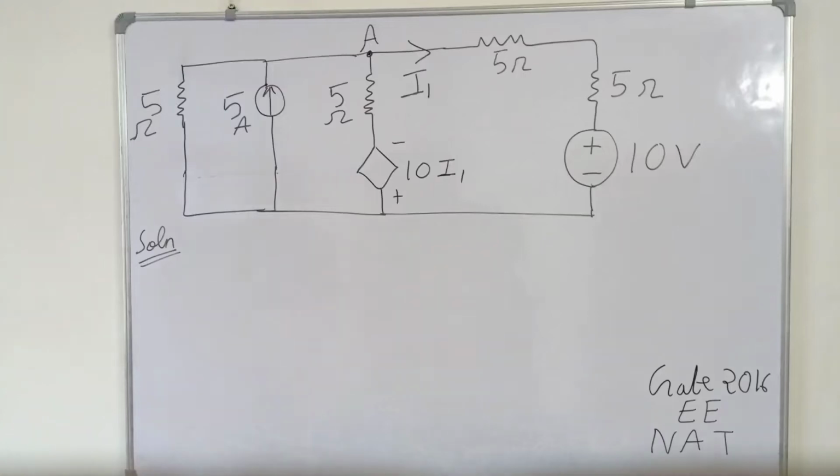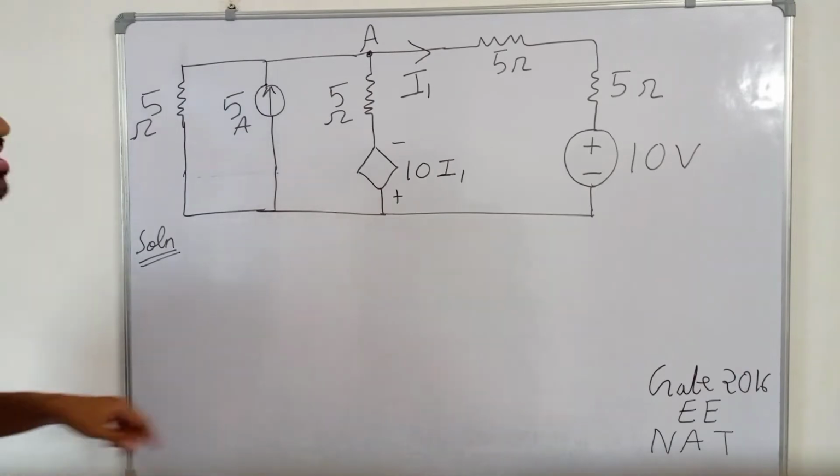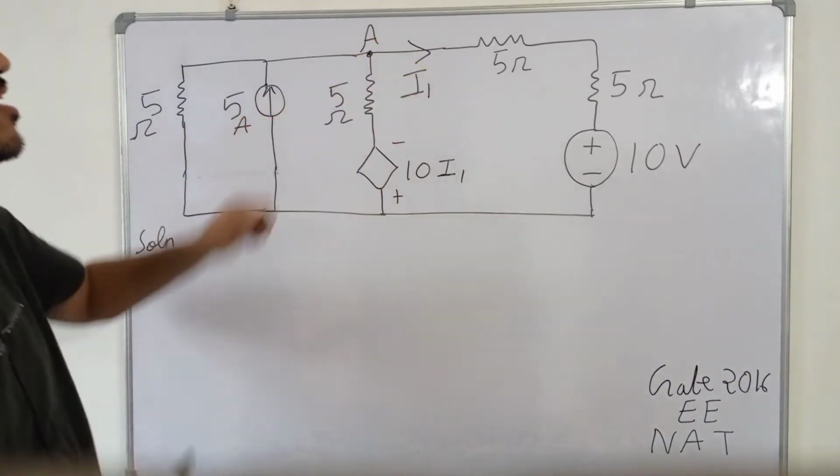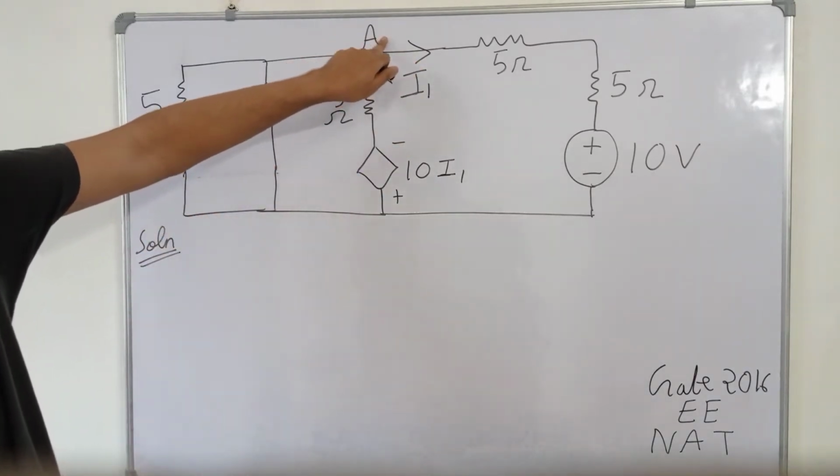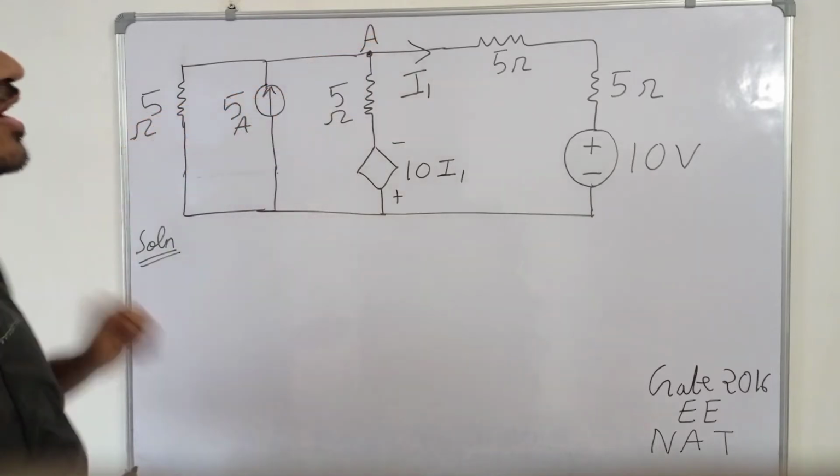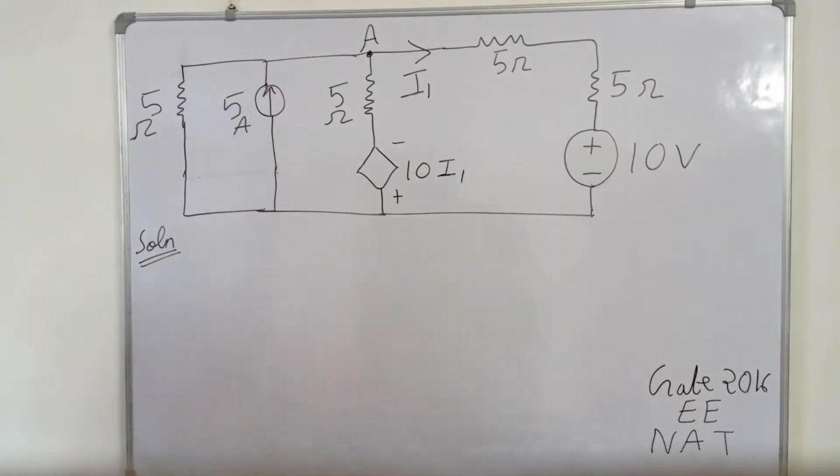We are solving a question from GATE 2016 from the electrical engineering branch, and this is from network theory, from basic network analysis. We are given this circuit. We have to find the voltage at this node A. This question was asked in GATE 2016 electrical engineering.